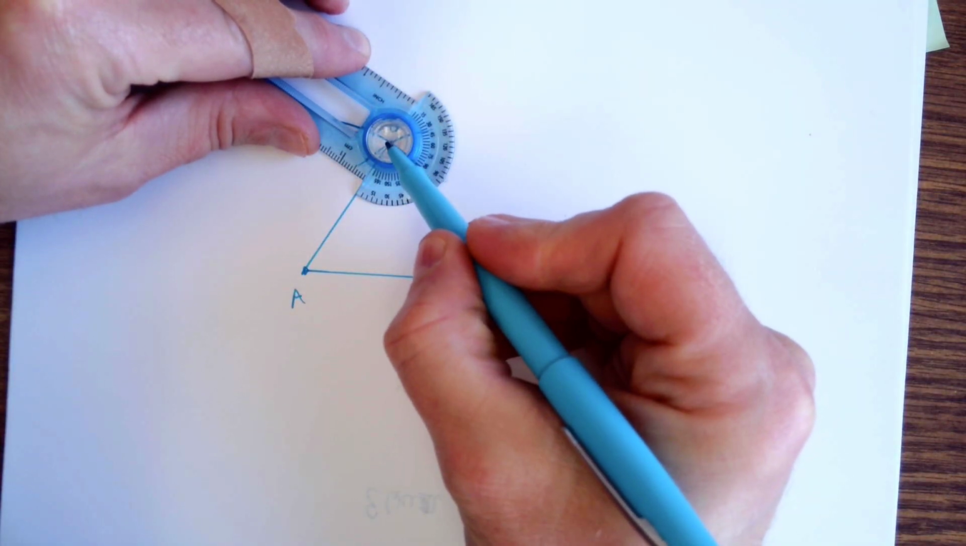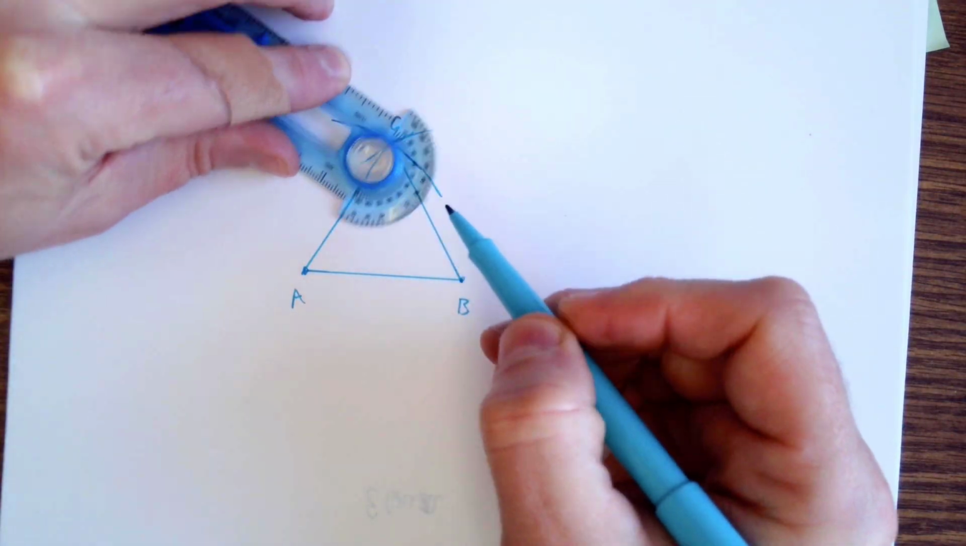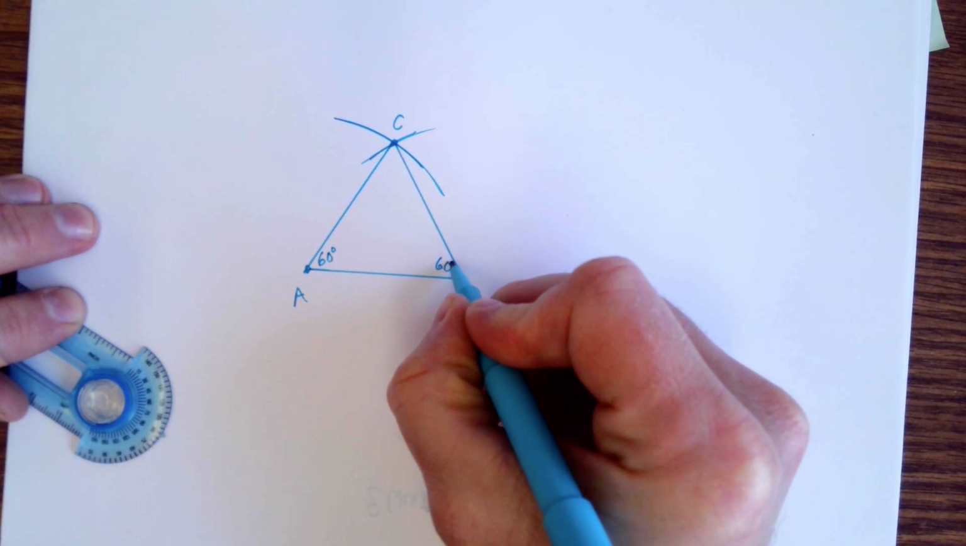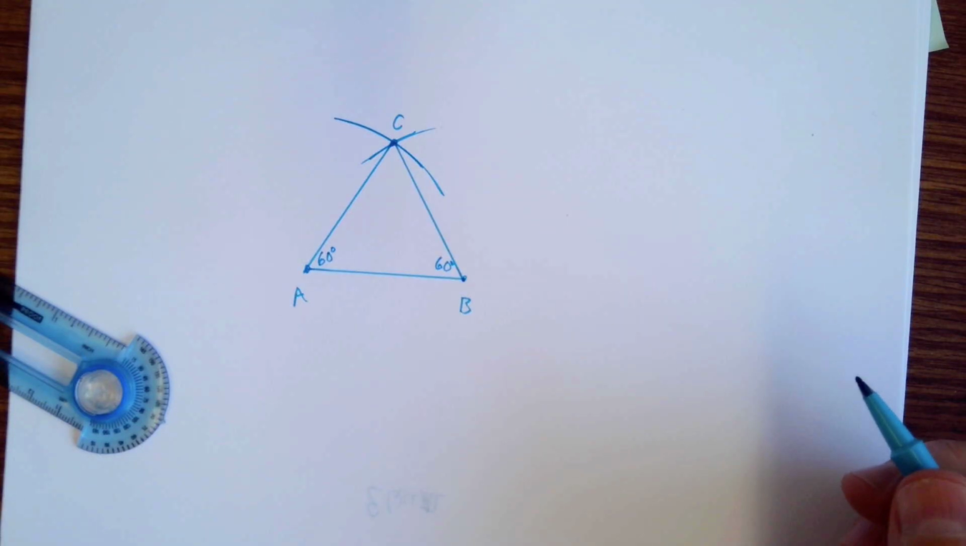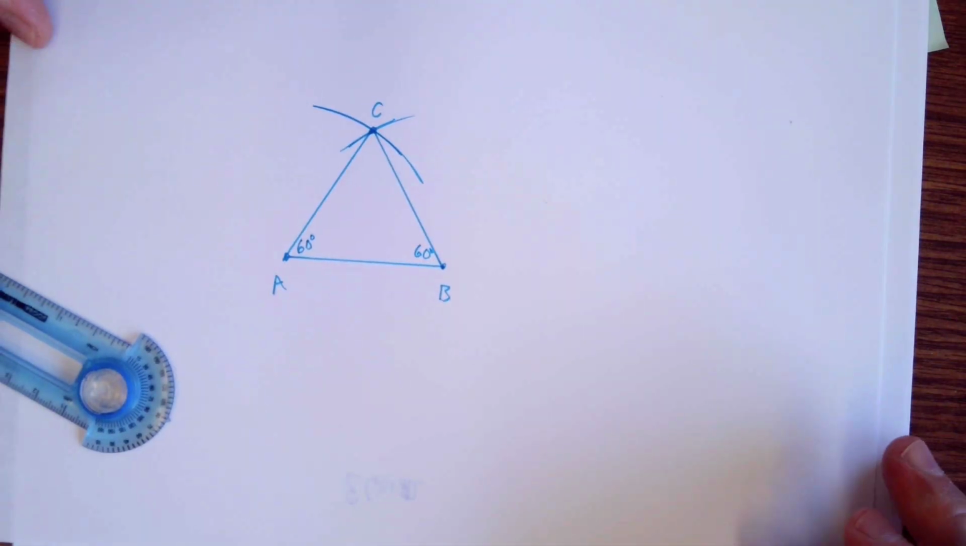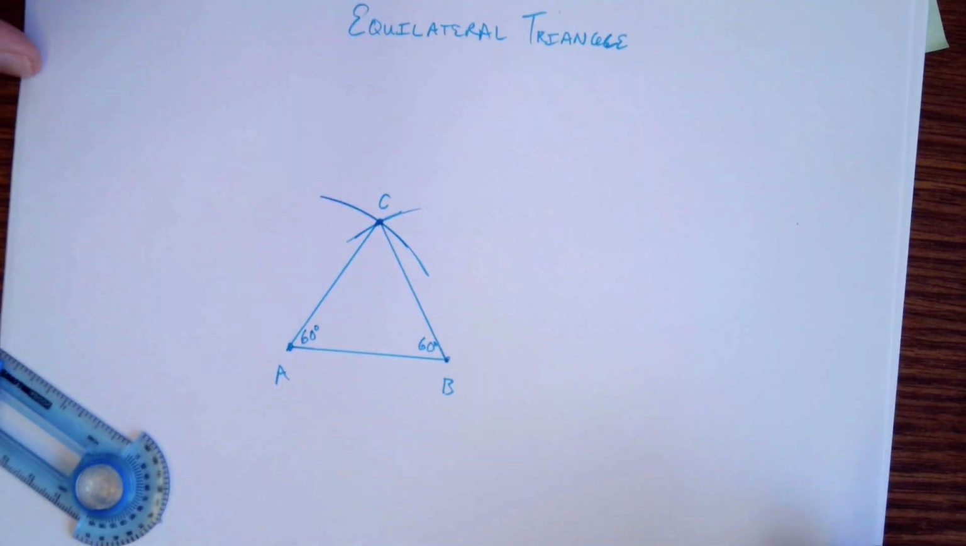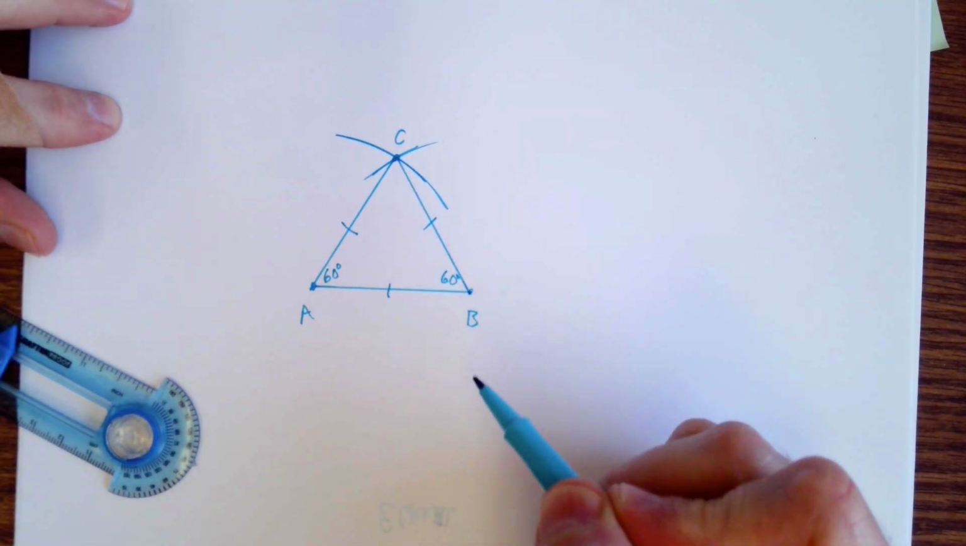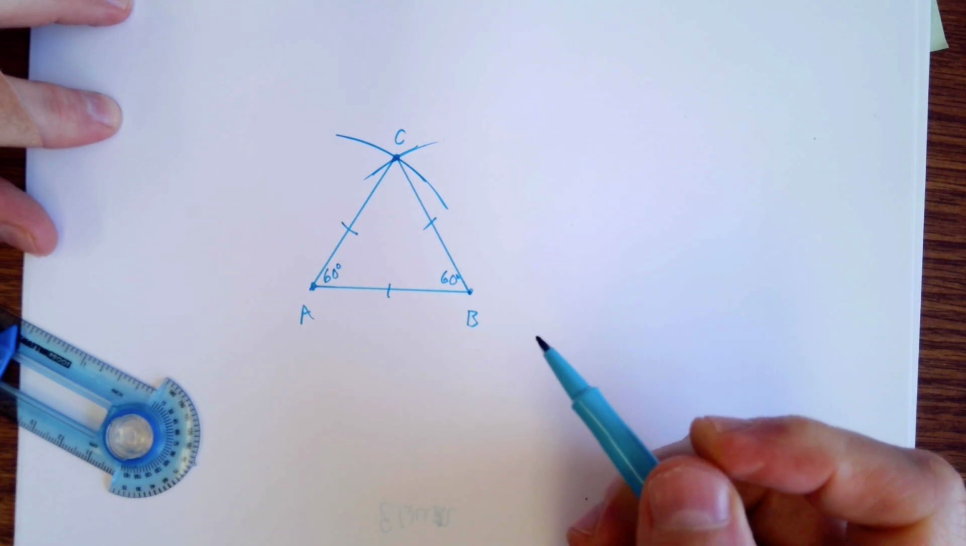So that crosshairs is directly over that spot, and there's 60 degrees in. So once again, I have that these are 60 degrees. I'm not going to label the top one because I'm going to do something else with it in a second. But what I now have is an equilateral triangle, which also happens to be equiangular.